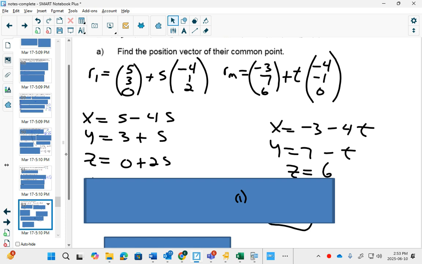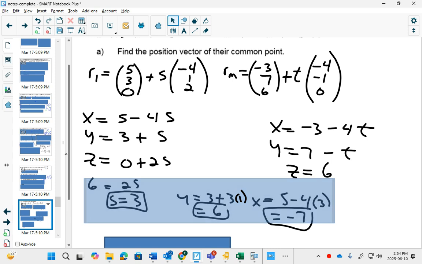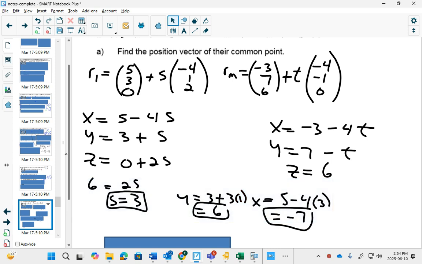However, this one is an easier question because if they had a point in common, based on this, does it not have to be that z has to be 6? So if z has to be 6, the only possibility is that s has to be 3. And if s has to be 3 and you plug that in for the rest of it, you could solve for t. But you have to be careful that you check if it works all the way through. So we can solve for s equals 3. Based on that, y would have to be 6, and x would have to be -7.